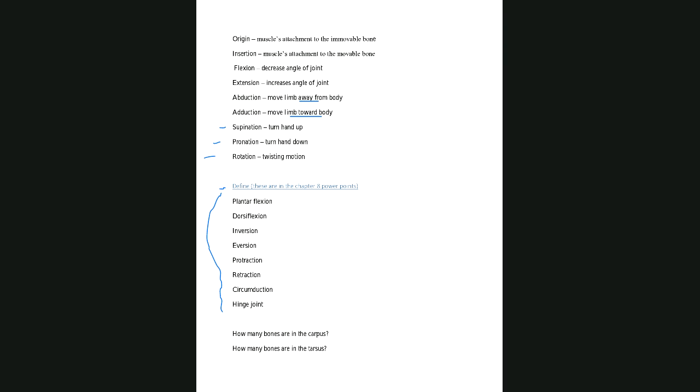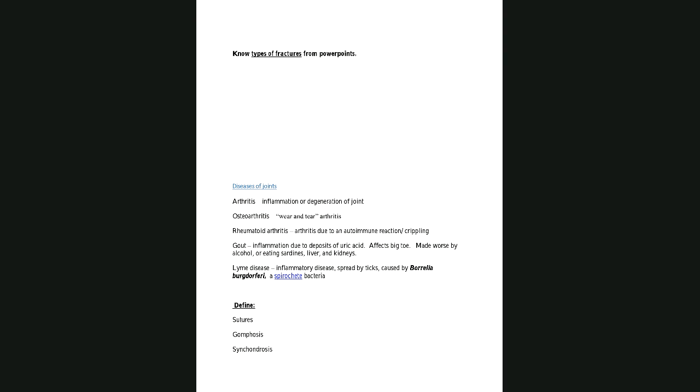How many bones are in the carpus? Well, we have 8. How many in the tarsus? Let's see. Calcaneus, talus, navicular, cuboid, medial cuneiform, intermediate cuneiform, lateral cuneiform. So I suppose that's 8 again. Now, you're going to want to look through the types of fractures in your PowerPoint. And I'm not going to go through these right now because I haven't got anything on the notes.